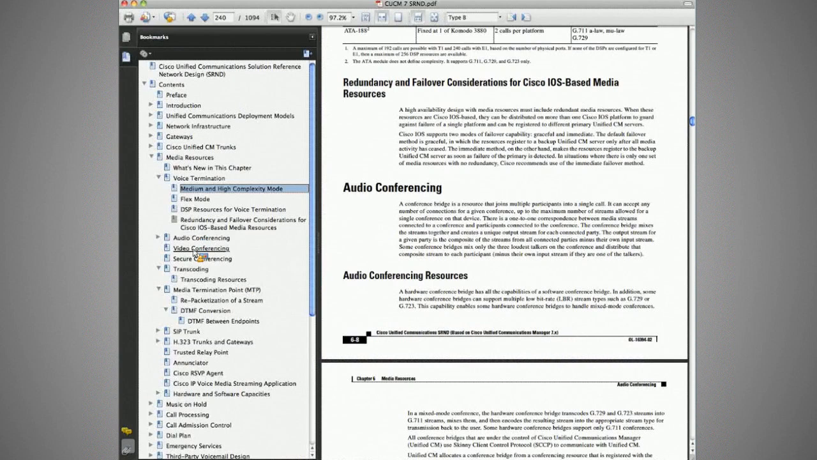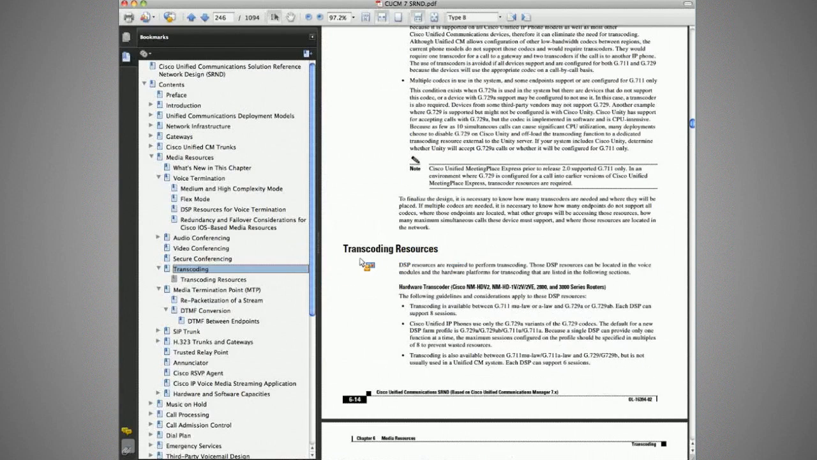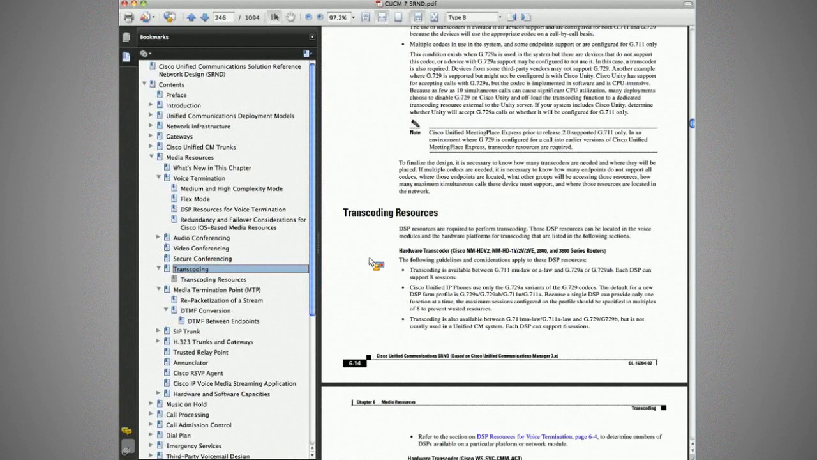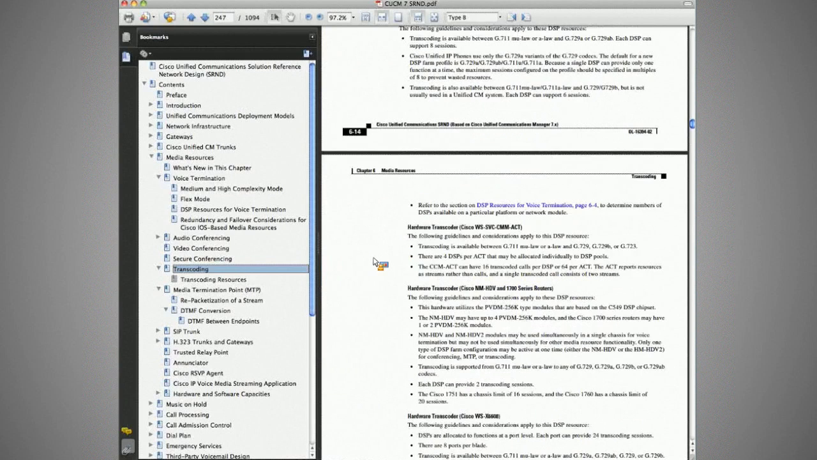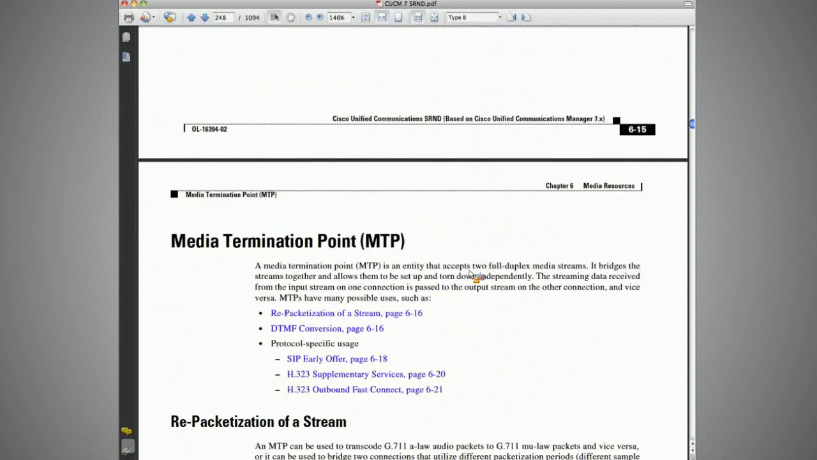We get into audio conferencing. We get into video conferencing, secure transcoding. We just talked about information about transcoding, and I'm going to provide links to all of these individual sections. Transcoding resources, so we're looking at some hardware, and then we look at MTP.